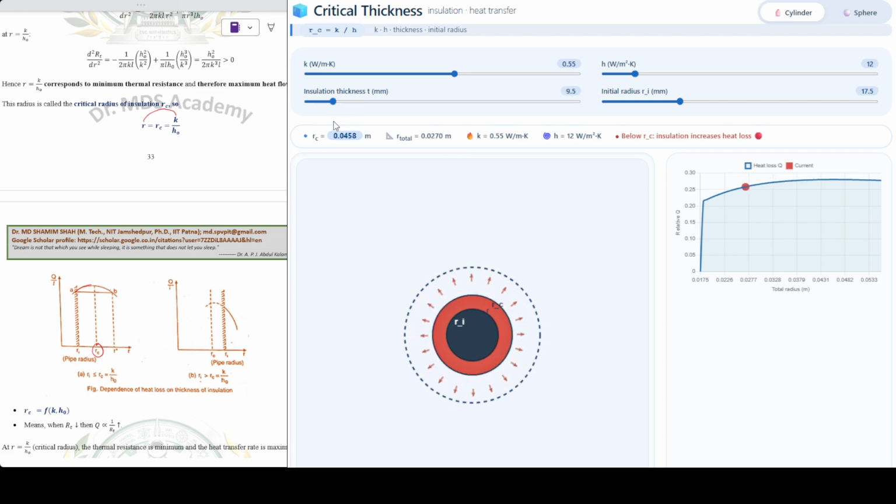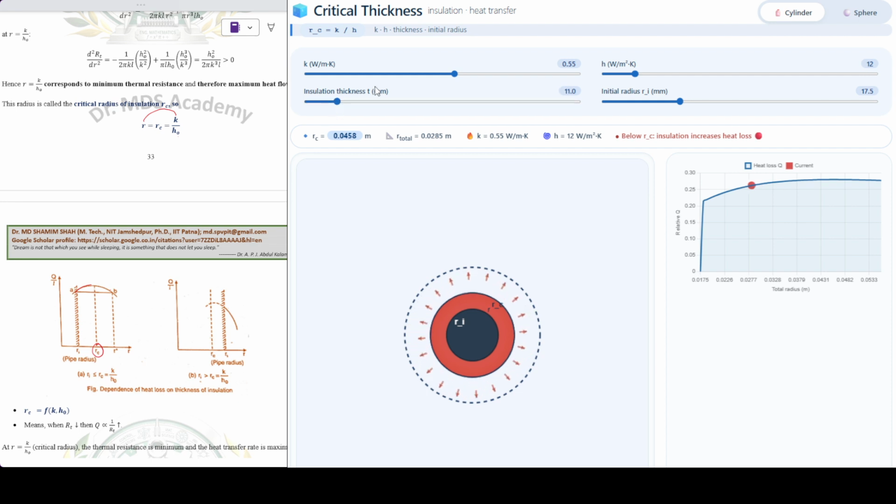suppose for example here we have a red shaded region. Now just increase it. See, this dot on the graph is increasing. What is it showing? The insulation increases heat loss, meaning the heat loss rate is increasing. See in the graph, Ri is this one here. As more is the Ri, the heat loss increases.